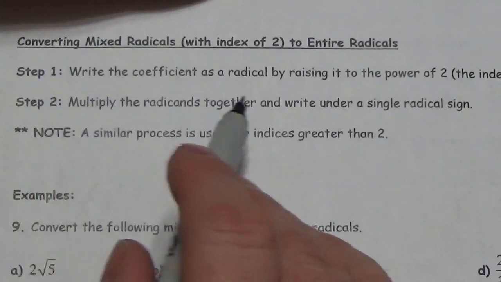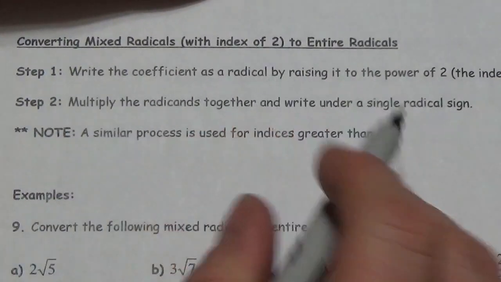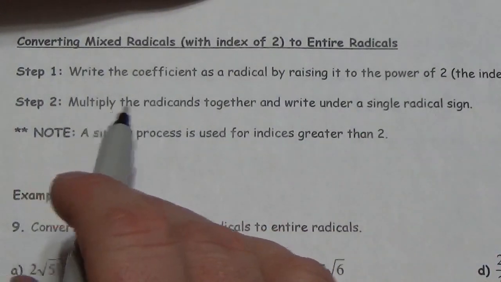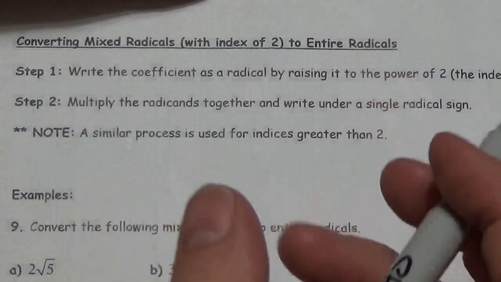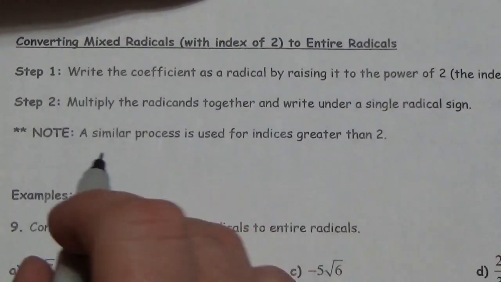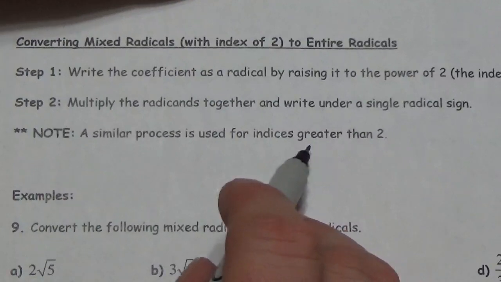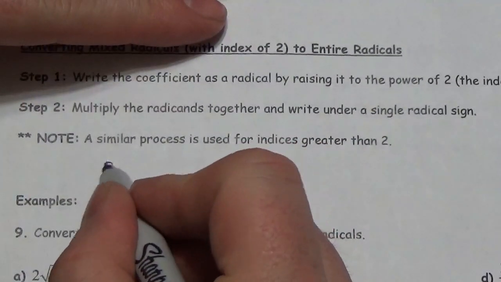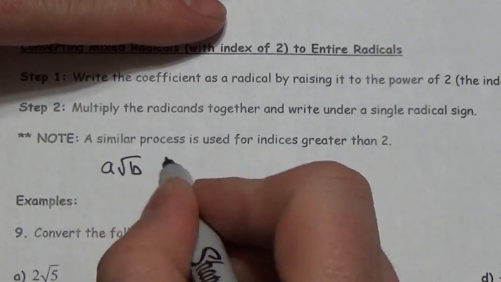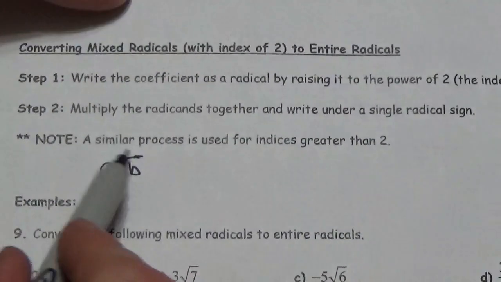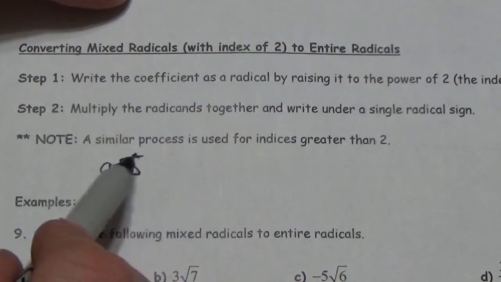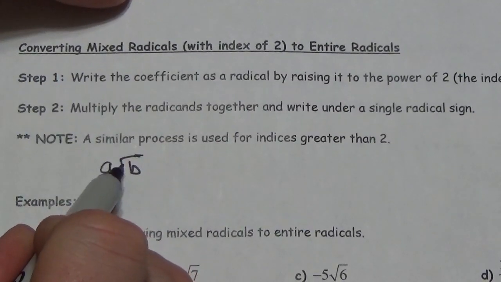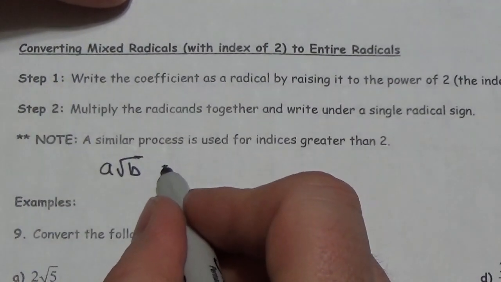So the first thing we're going to do is write the coefficient as a radical by raising it to a power of 2, or whatever the index is. Then you multiply the radicals together, and you put them underneath the same radical sign. A similar process is used for indices greater than 2. To give you a symbolic version here, let's say that I had a multiplied by the square root of b. If I want to go from mixed to what we call entire, I want to put that a back inside. Now think about what we've been doing thus far.